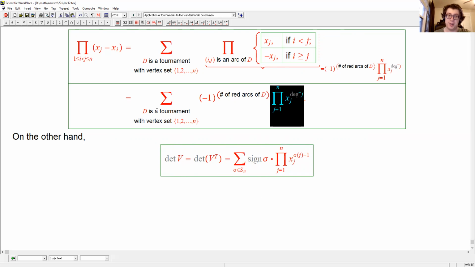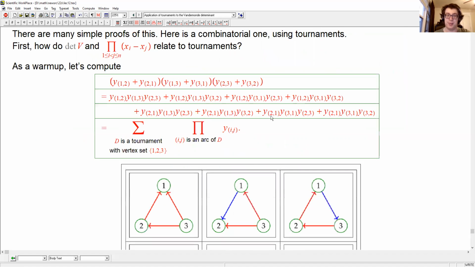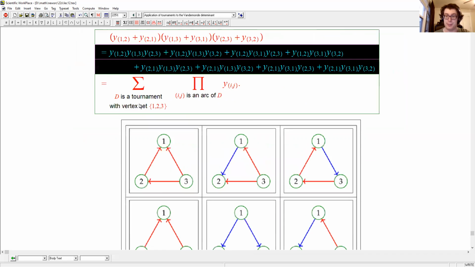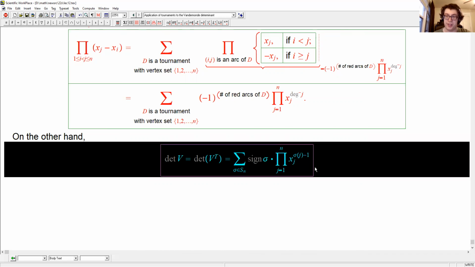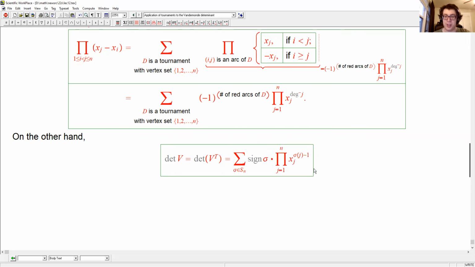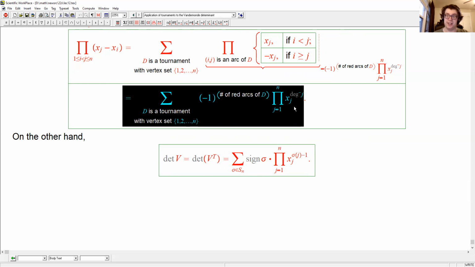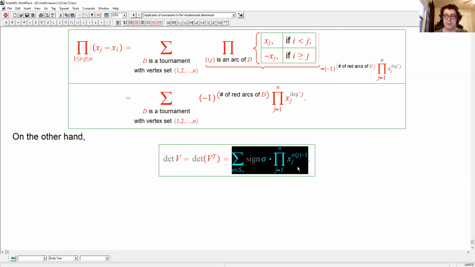But of course, this sum has a huge number of addends. It has, for example, for n equals 3, 8 addends, whereas this has n factorial addends. So for n equals 3, it has 6 addends. However, the sums nevertheless are equal. And why are they equal? Because in this sum, you have a lot of canceling addends. And once you're done canceling them all, you get these ones.